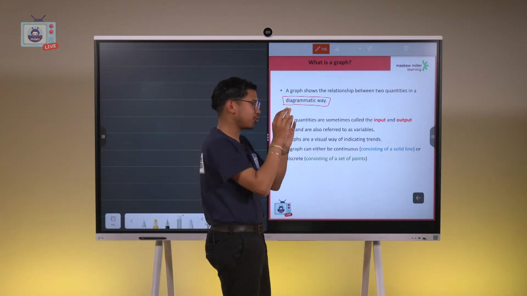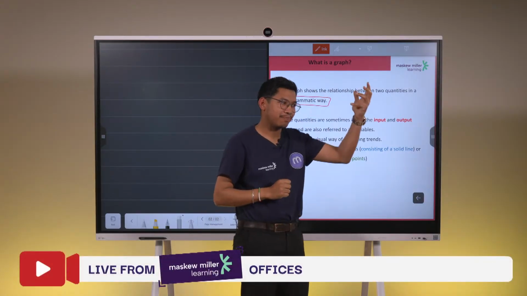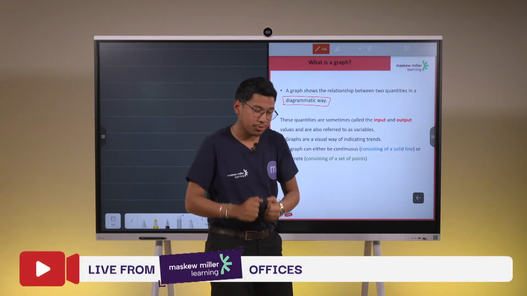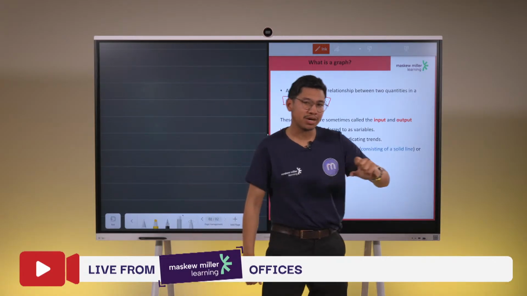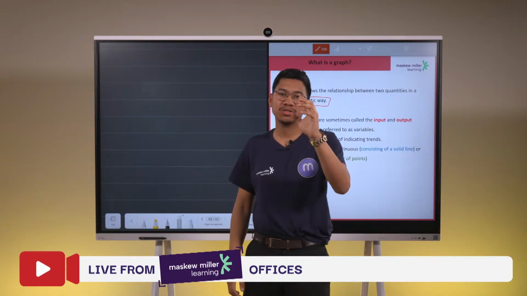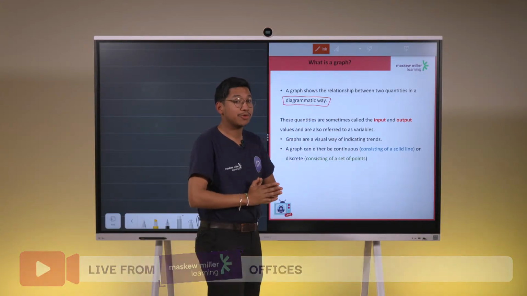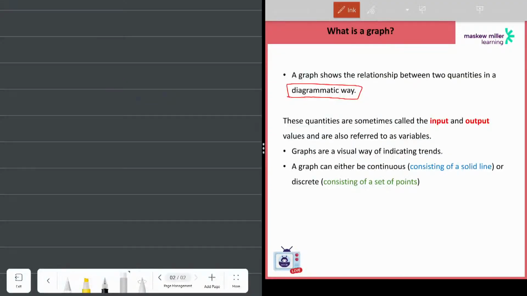So obviously, if we look at the word diagrammatic, what comes to mind? A diagram, and a graph is a diagram. So we're not going to be dealing with numbers only. We're not going to be dealing with algebra only, and with calculations only. No, we're going to look at a diagram, and we're going to try and understand what is happening in this diagram given to us. That, boys and girls, is what interpretation of graphs is all about.